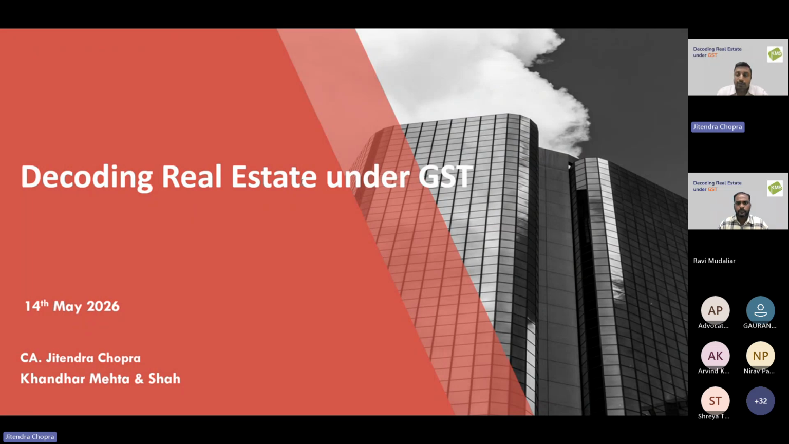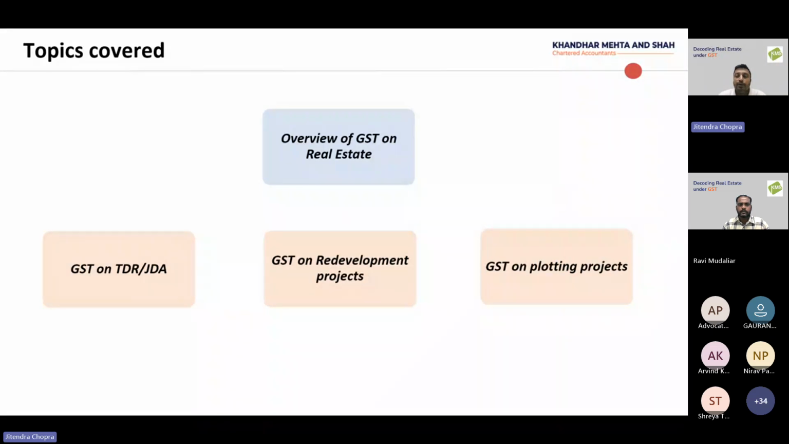Many developers, landowners, consultants, and even department officers still interpret these provisions differently. So today's objective is not merely to discuss theory. Our objective is to decode the structure of taxation in real estate, to understand practical industry transactions, to understand where GST actually applies, and most importantly, where GST should not apply. Today's session is designed from a practical angle, and we will cover majorly 4 areas: overview of GST on real estate, GST on TDR and JDA, GST on redevelopment projects, and GST implications on plotting projects. These are the broad topics which we will discuss today.